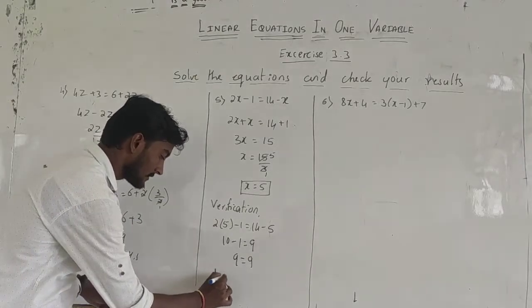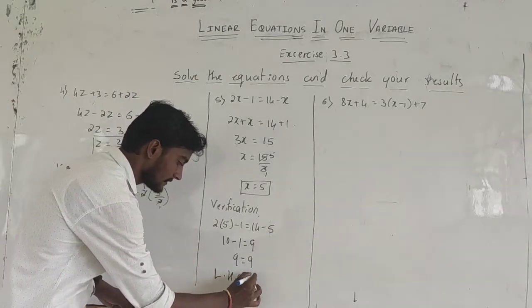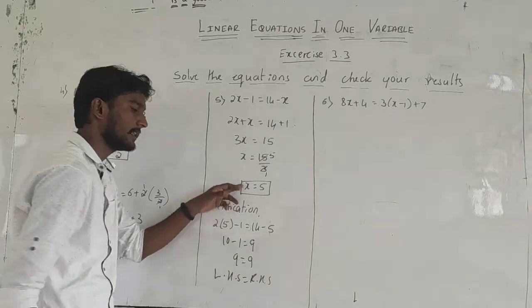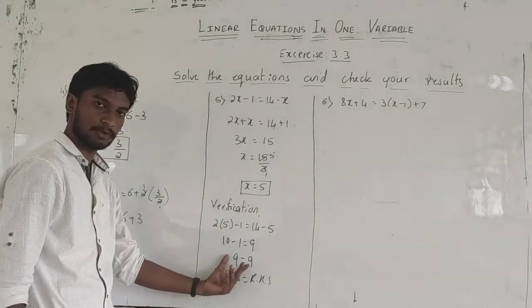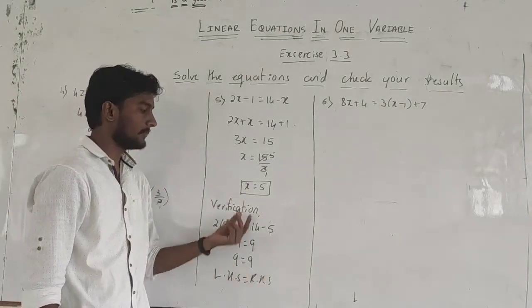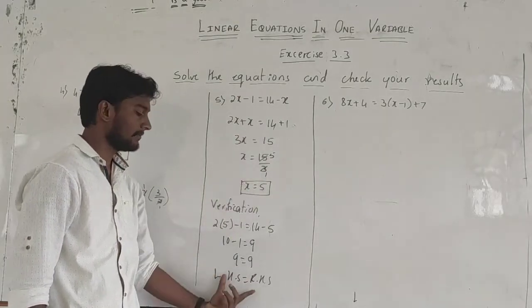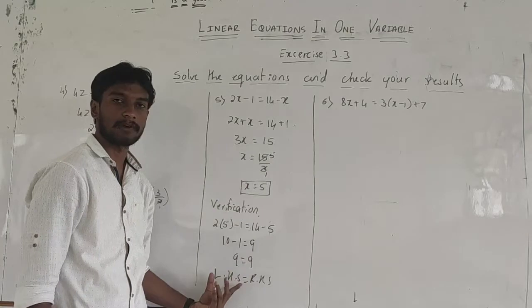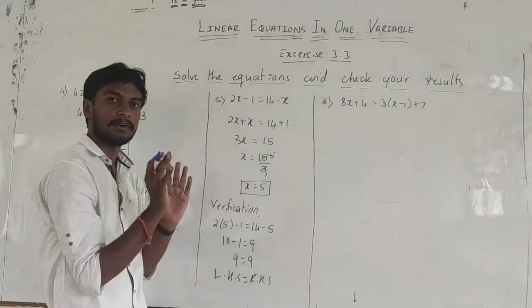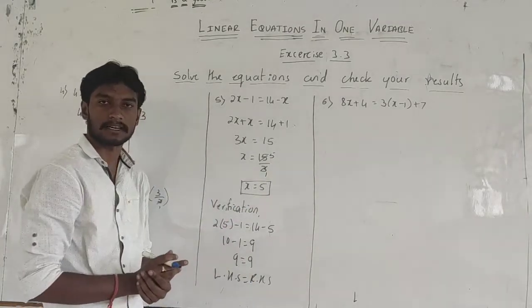Therefore LHS is equal to RHS. If you get the x value correct, at that time you will get both LHS and RHS the same. If you make any mistake in the question or while finding the answer, at that time you will not get LHS and RHS equal. If you get equal, you have to clarify that your answer is correct.